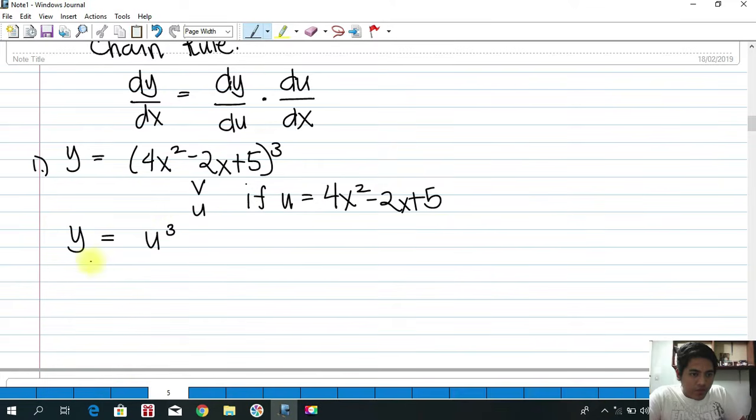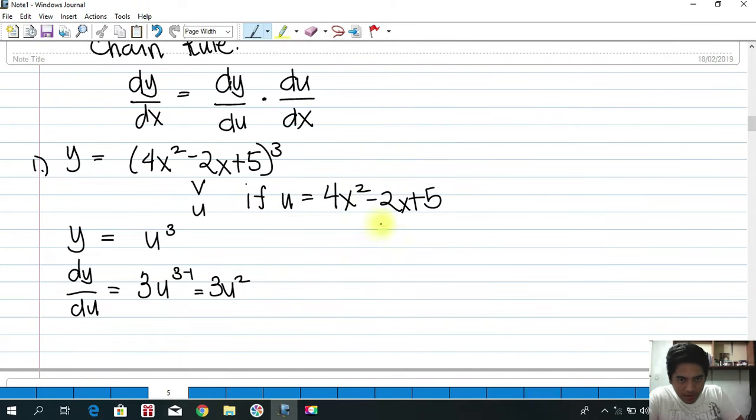So if we wish to find dy over dx, we have to find dy over du, this is right here, and we have to find du over dx. In order to find dy over du, we need the derivative of y with respect to u. This is only a power formula. We have 3u to the 3 minus 1, or simply 3u squared. So we already have dy over du. How about du over dx?